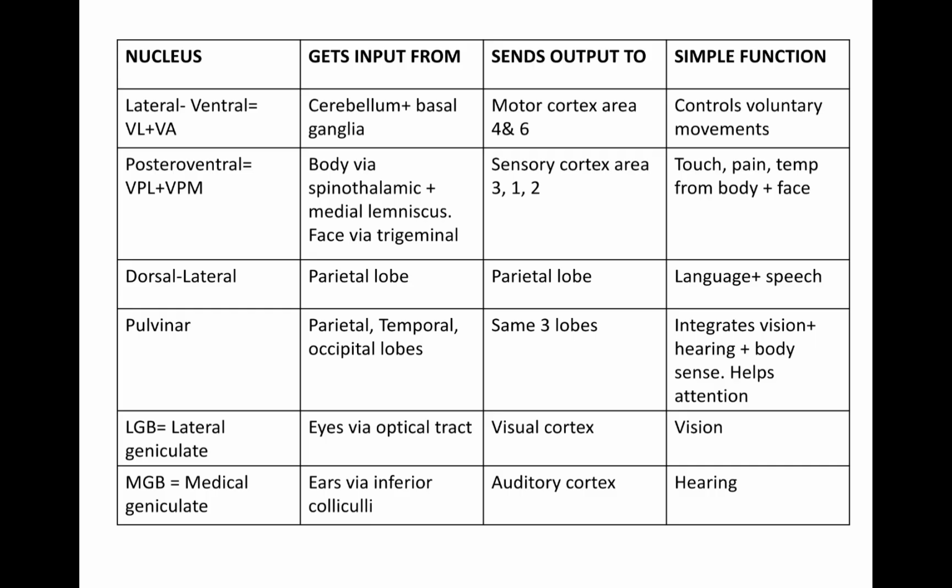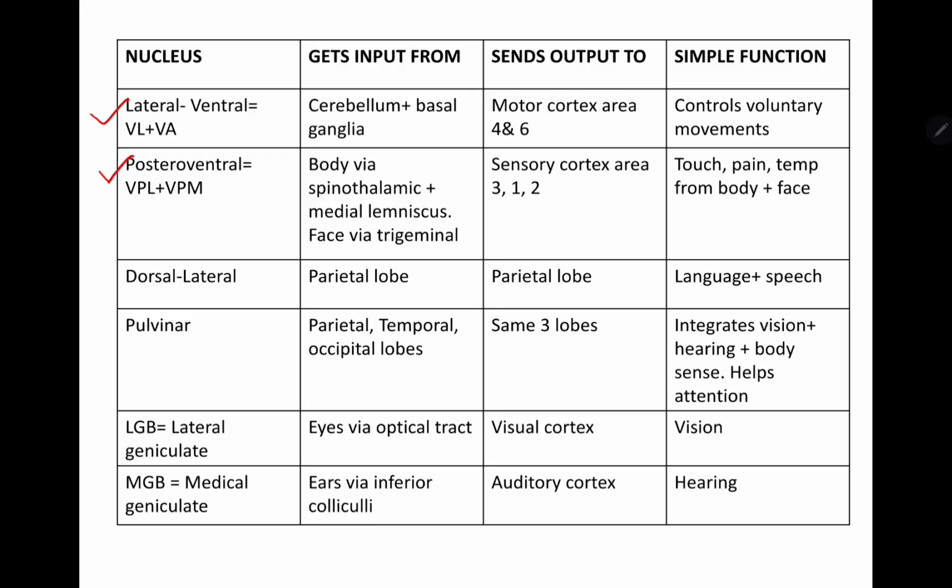Now we'll be talking about each nucleus: where it is getting input from, to which output the input is sent, and what is the simple function taking place here. So the first one here is the ventral lateral and ventral anterior, which is VL and VA. It gets input from cerebellum and basal ganglia. Now this sends output to where? It sends output to the motor cortex areas 4 and 6. Now the simple function here is that it controls voluntary movements.